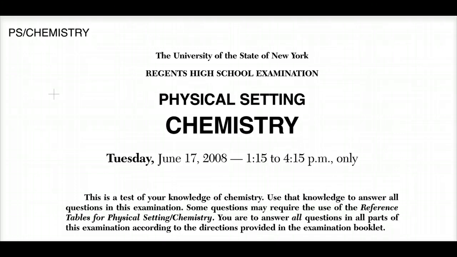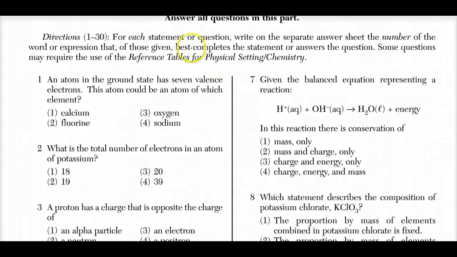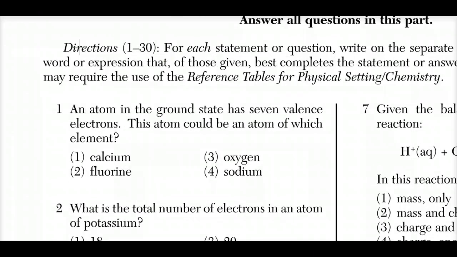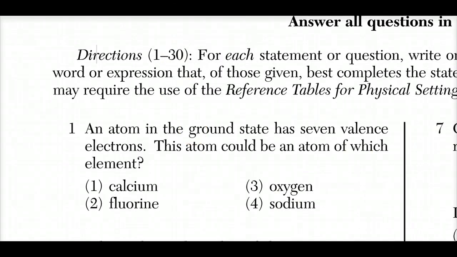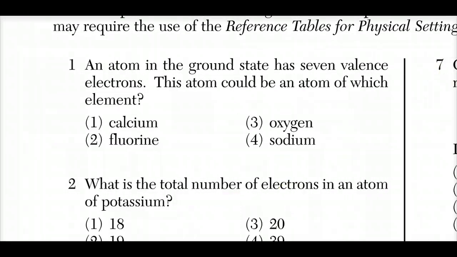This is the June 2008 Regents Chemistry Solutions. We'll start with the multiple choice. Let's get going. So, moving on down to number 1. Let's zoom in here. We're going to start with atomic structure questions. They tend to go in order. All right, number 1.